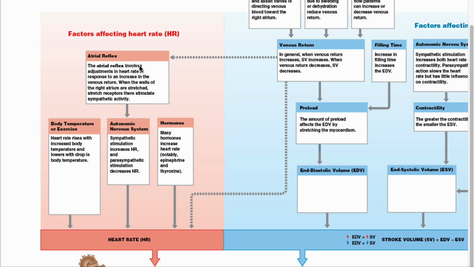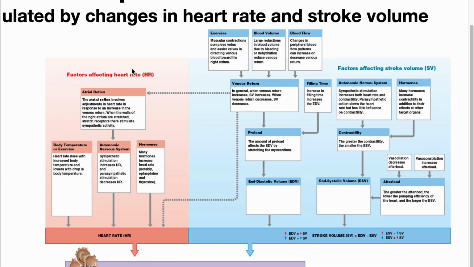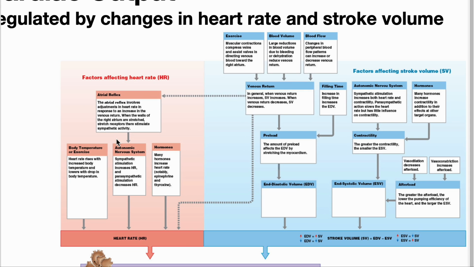There may also be hormones that increase heart rate like epinephrine and thyroxine. Think back to chapter 16 in lecture. And then also body temperature and exercise, right? Your heart rate is going to rise with increased body temperature and it will lower with a drop in body temperature. And if we change the heart rate, then that will change cardiac output.